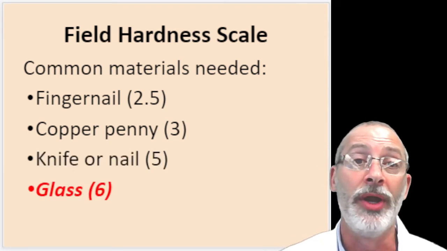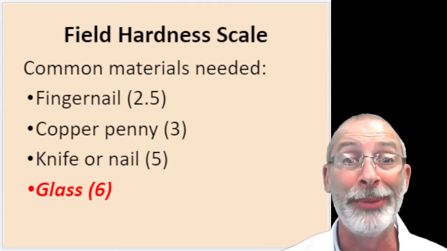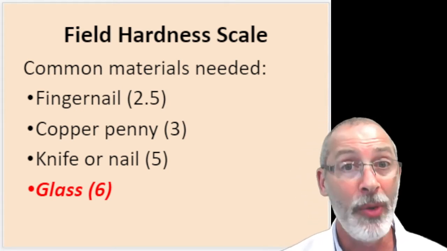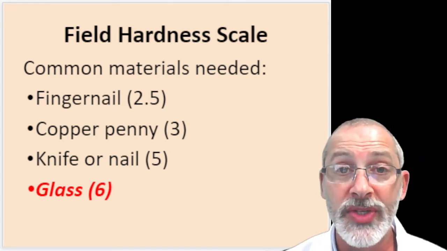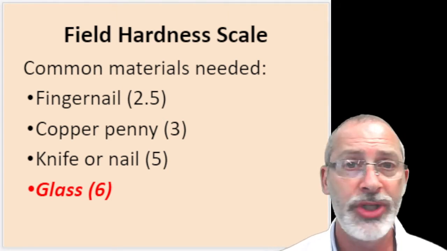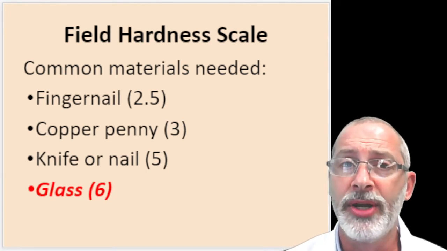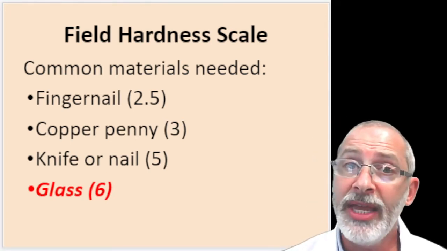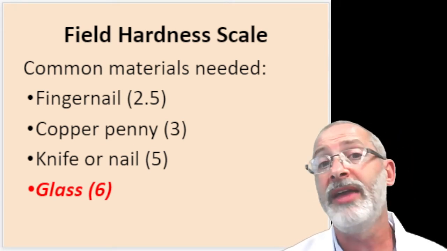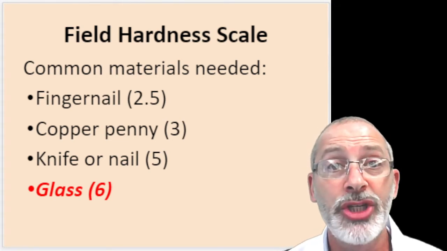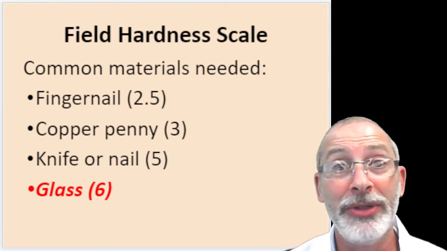Brings us to the next one, a little piece of glass. Now, you don't want to be carrying broken glass in your pocket. However, as you will see in the lab on Thursday, we're going to be using hardness glass, which has smooth edges to it. A small piece of glass has a hardness of about 6. So if you have a mineral that you think is harder than a value of 6, see if you can scratch a glass plate with it.